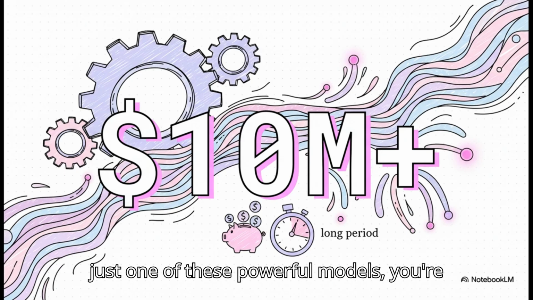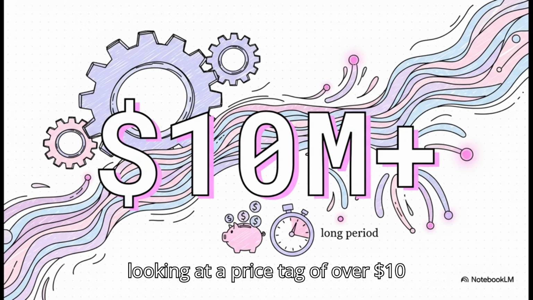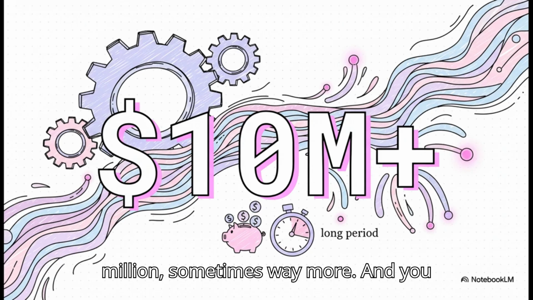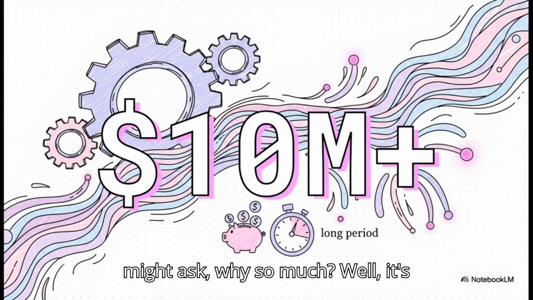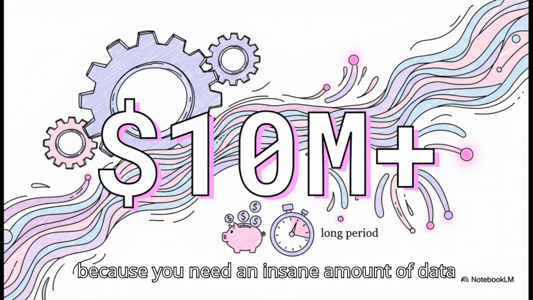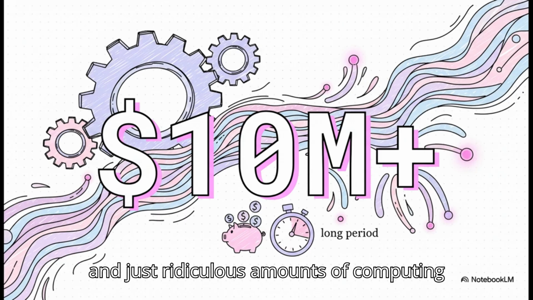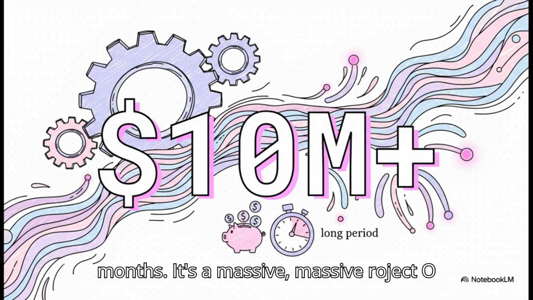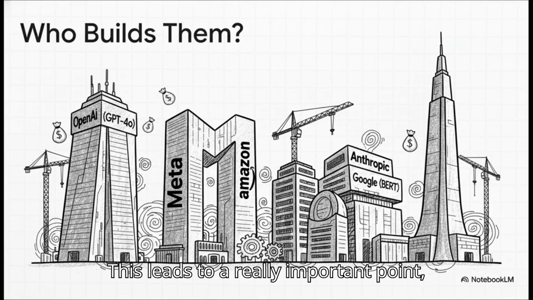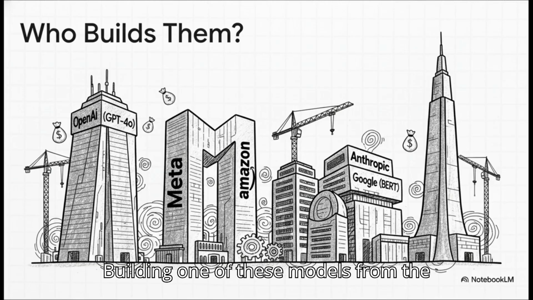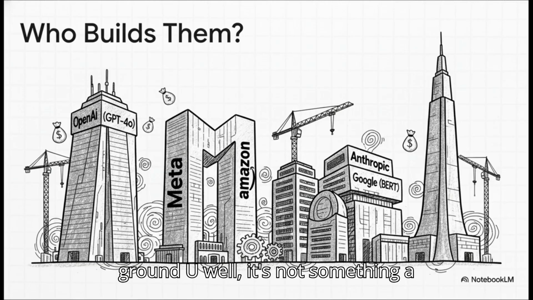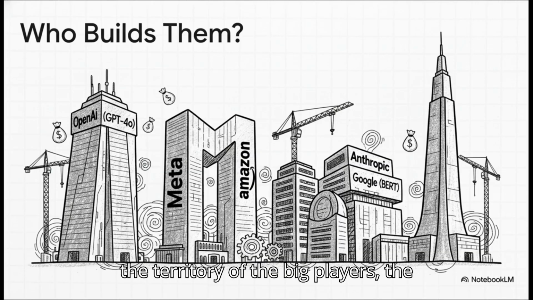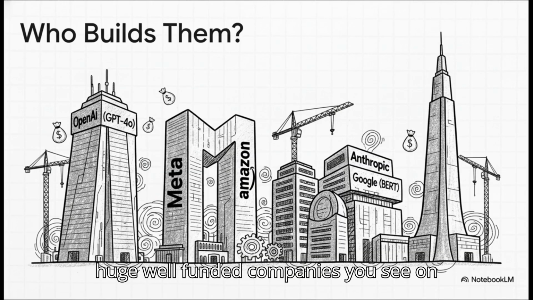To train just one of these powerful models, you're looking at a price tag of over $10 million, sometimes way more. And you might ask, why so much? Well, it's because you need an insane amount of data and just ridiculous amounts of computing power, running 24/7 for weeks or even months. It's a massive, massive project. So this leads to a really important point, especially for your exam prep. Because it costs a fortune and is super complex, building one of these models from the ground up, well, it's not something a startup can do in a garage. It's really the territory of the big players, the huge, well-funded companies you see on this list.